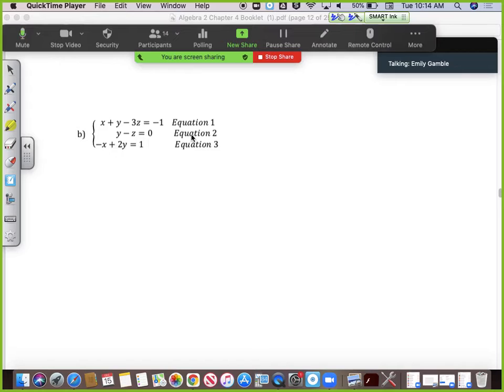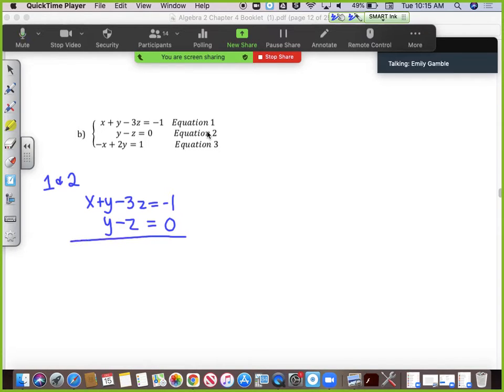So if I want to use equation 1 and equation 2 first, I can do that. So I'm going to rewrite equation 1 and equation 2. So equation 1 is x plus y minus 3z equals negative 1. And equation 2 is y minus z equals 0. What we're doing here is we're going to be eliminating y.